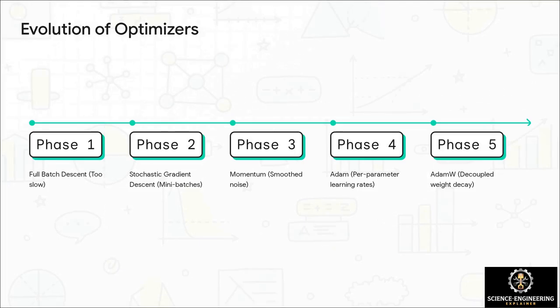So we know we need to minimize that loss and reduce that perplexity. But how do we actually do that across billions of parameters in a messy, totally non-convex landscape? We rely on iterative optimization, and man, has this field evolved rapidly. We started way back with full batch descent, which was exact but horribly slow. Then came stochastic gradient descent, calculating quick mini batches. Then we added momentum to help smooth out all the noise. That eventually evolved into Adam, giving each parameter its own custom learning rate. And finally, we arrived at AdamW, which cleverly decouples weight decay.